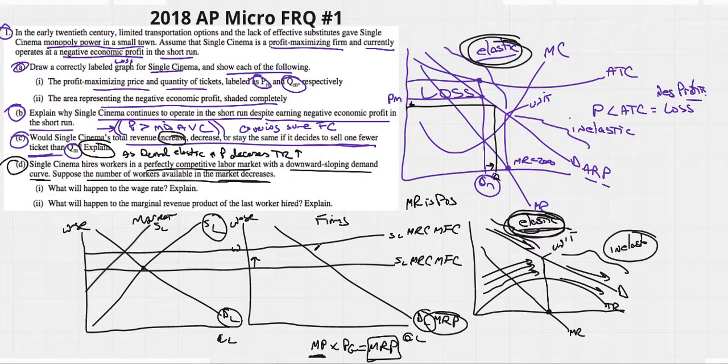So understanding that, obviously this was the quantity of labor we hired originally. When the wage goes up, we hire fewer people. Our quantity of labor would decrease. We can see that the wage rate would increase, and we would say as supply of labor goes down, wages go up. What will happen to the marginal revenue of the last worker hired?